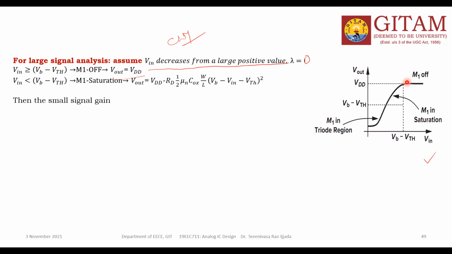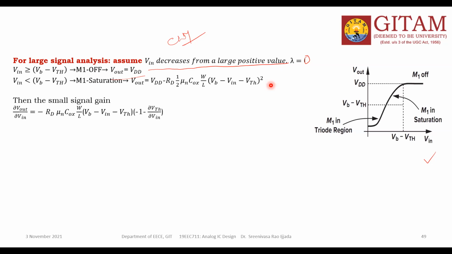Then I want to find the small signal gain. This is my output equation. Already I told you, whenever M1 is in saturation, the drop across RD will exist. The drop across RD is nothing but RD multiplied with the current flowing in the device. So this is my output voltage. Now I want to find the small signal gain. What is the formula for small signal gain? Differentiate the output voltage equation with respect to the input voltage.